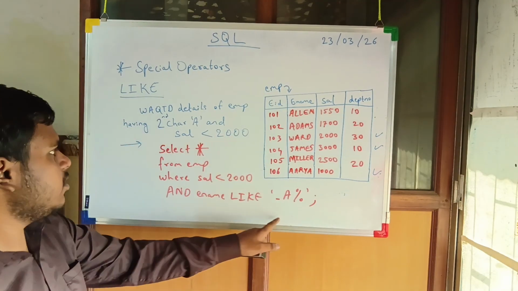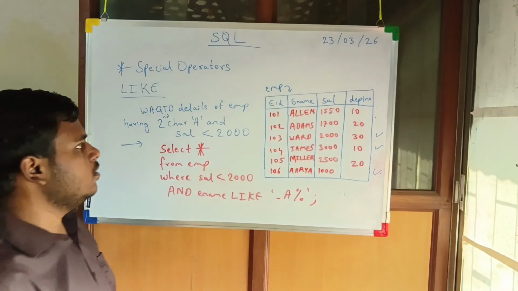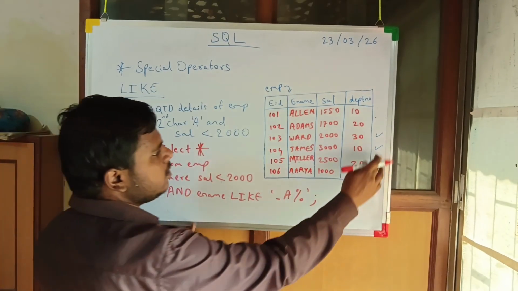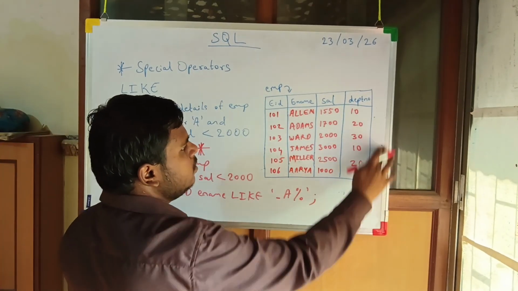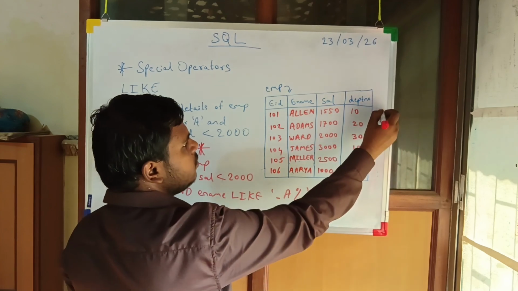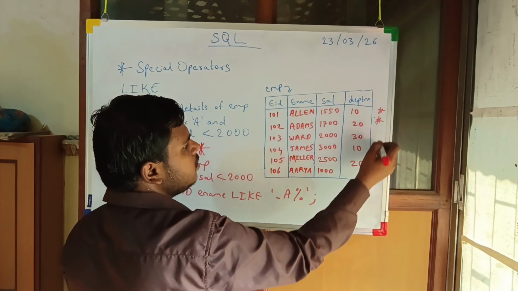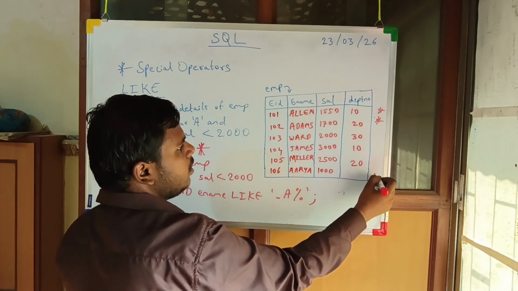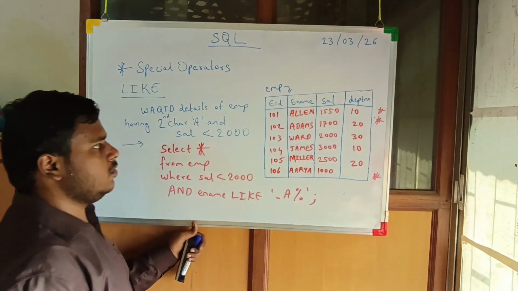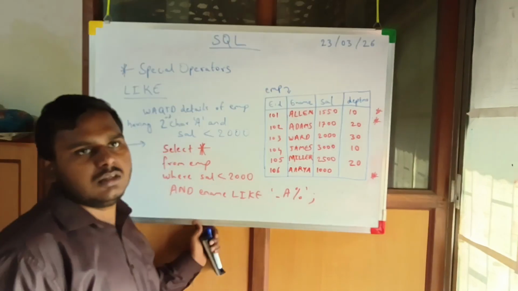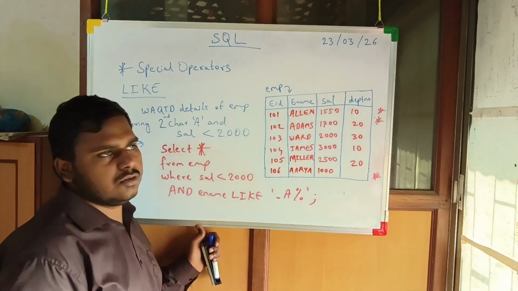Okay, having second character A and salary less than 2000. So it will check whose salaries are less than 2000. First of all it will check 1500 less than 2000, 1700 less than 2000 and 1000. So 3 records are there, 101, 102 and 106. 3 employees having the salary less than 2000.